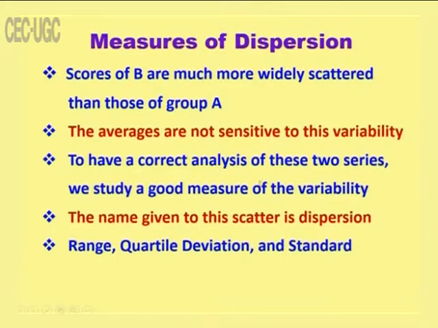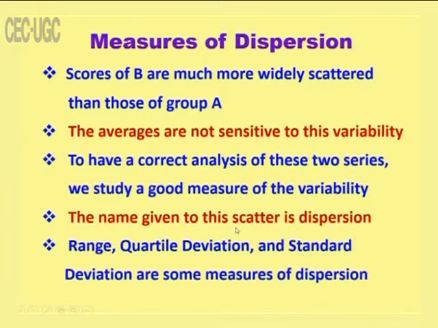these 2 series, we study a good measure of the variability, and the name given to this scatter is dispersion, and the range, quartile deviation and standard deviation are some measures of dispersion. That means, now we have come to a conclusion that the average is not the only measure, and beyond that, for measuring the variability we need some more measures, and the standard deviation, quartile deviation, etc., provide that particular measure.